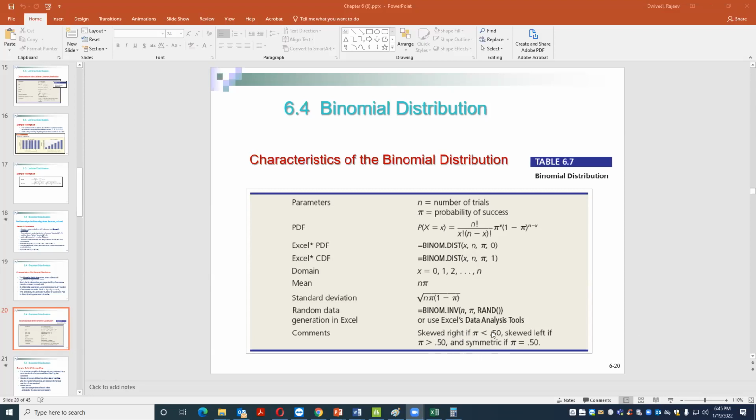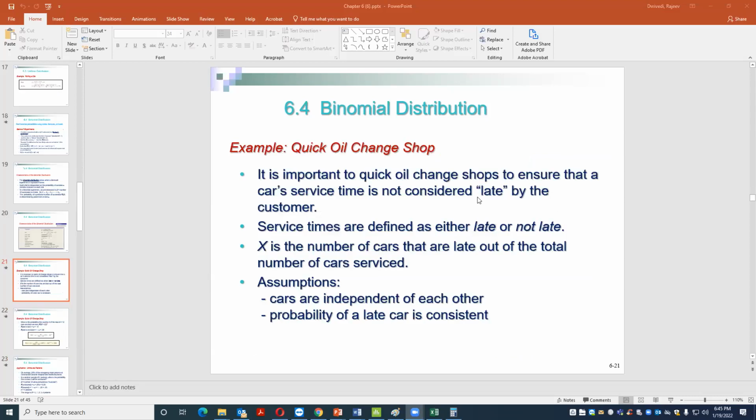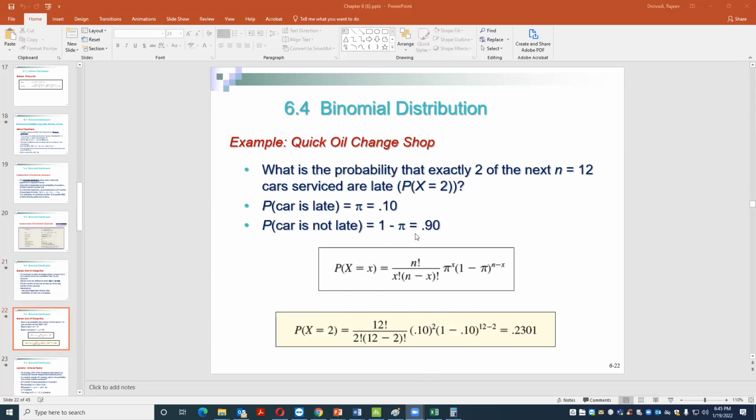Skewed right if pi is less than 50%; if pi is more than 50%, it is skewed left; and symmetric when pi is 0.5, or half, 50-50. I don't want you to go into this calculation mode. If you understand the problem, the rest is given by Minitab very easily. You just need to plug in the numbers, and you can get the answer directly.